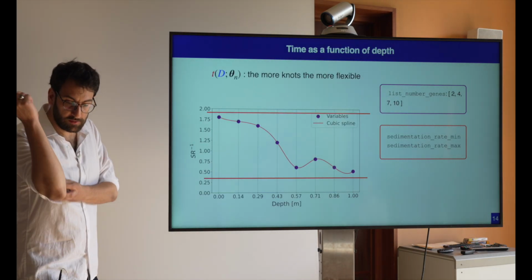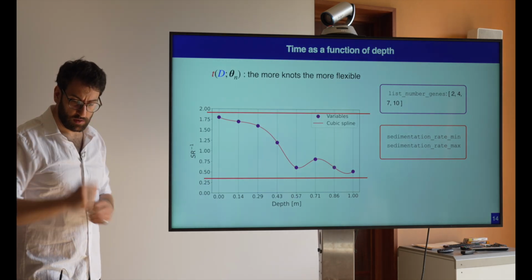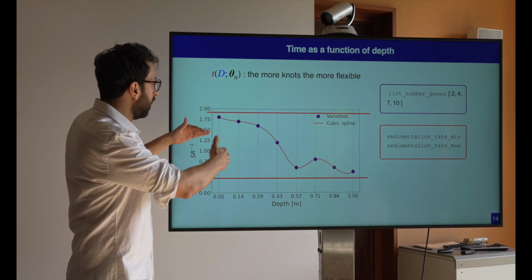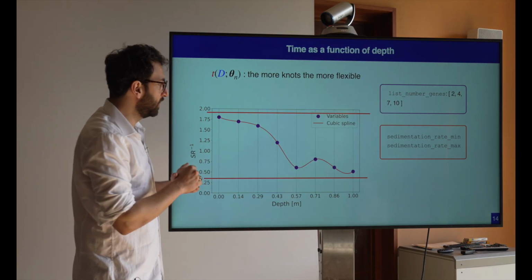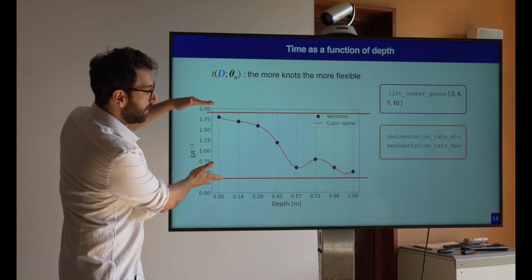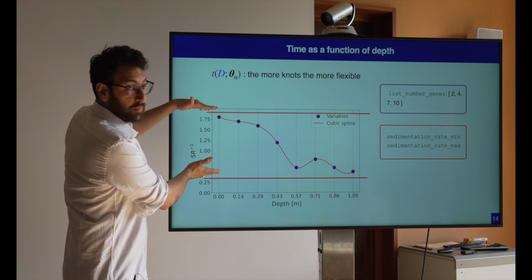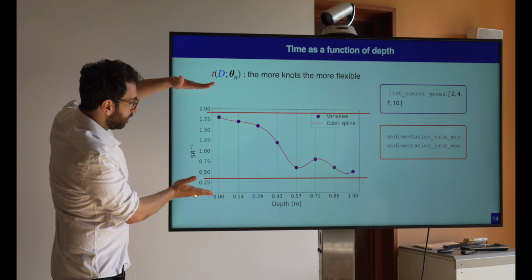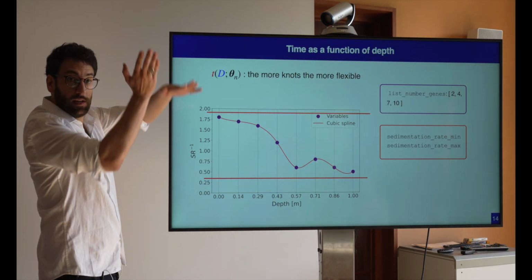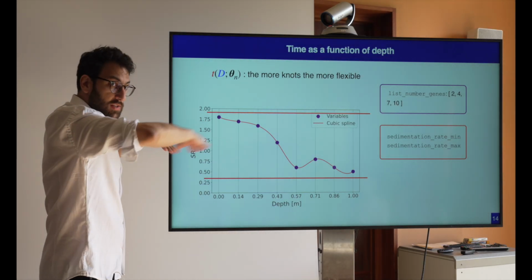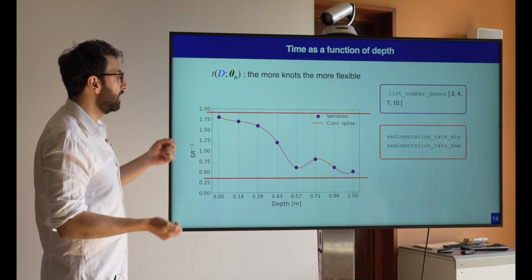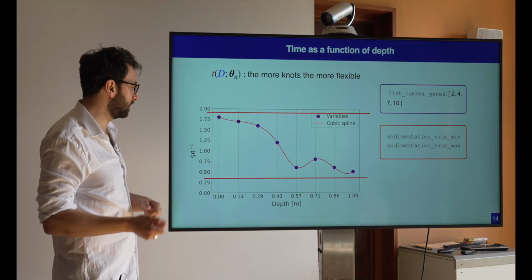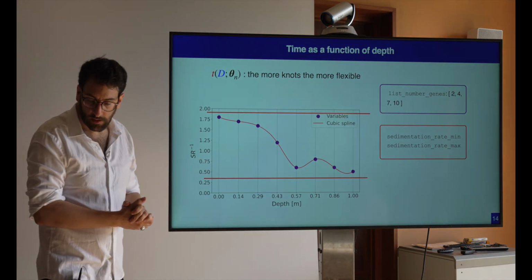So, time as a function of depth. You want to define the number of genes, which is the number of knots that the genetic algorithm is going to try, as well as the lower and upper bound on the sedimentation rate. Again, depending on your bound, it might change drastically the mean of the sedimentation rate over the data, and then you might have some frequencies selected or other frequencies. So pay attention to this range.